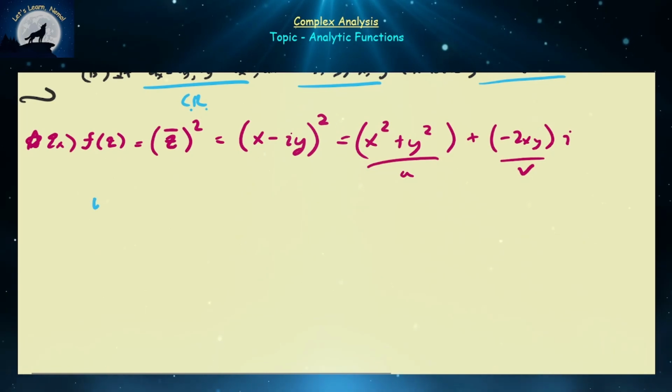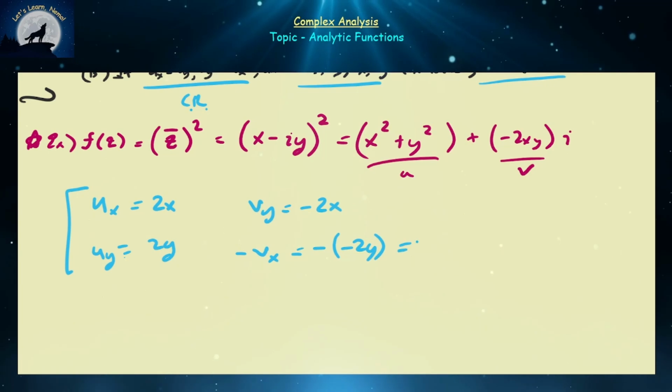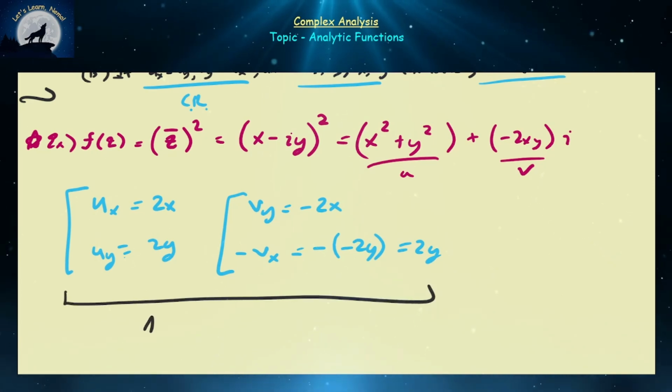So what are we going to have? So ux will be equal to 2x, and then uy will be equal to 2y. So those are quite easy. And then vy will be equal to minus 2x, and minus vx will be equal to minus 2y, which will be equal to 2y. Right? So are they all continuous? Yes, they are all continuous. So that's a good sign for differentiability.